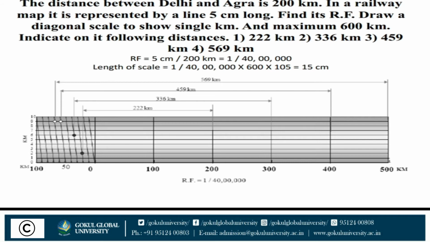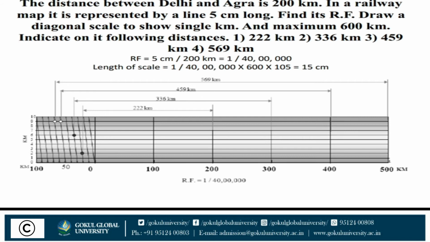Length of scale is 1 upon 40 lakh multiplied by 600 multiplied by 10^5, which is equal to 15 centimeters. So in the figure, the RF is 1 upon 40 lakh.